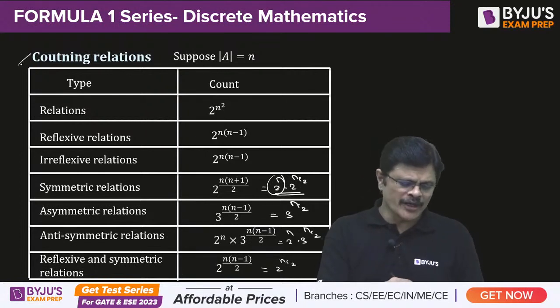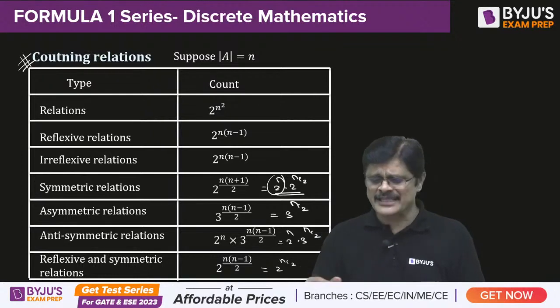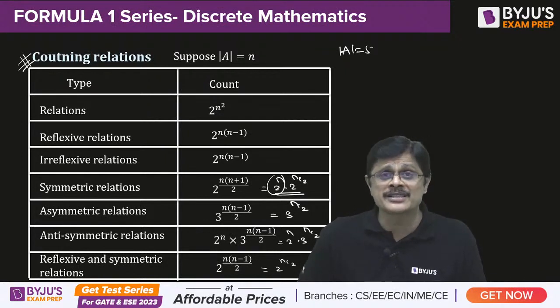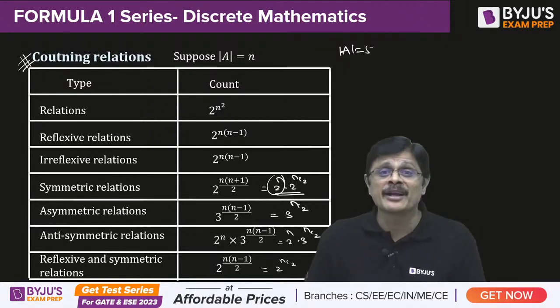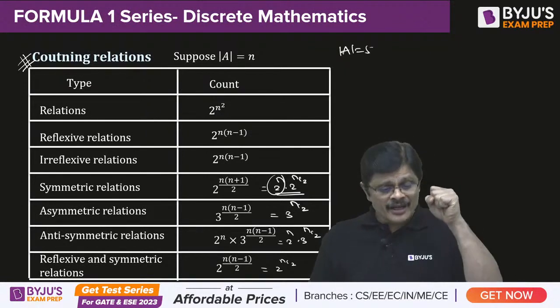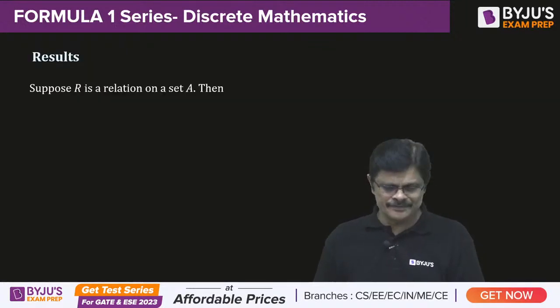The most important results, my dear friends. On this, they can ask you direct GATE questions. For example, they can give you A equal to 5 and ask you any of these questions. They can ask probability questions also based on this. A relation is selected on a set containing 5 elements. What is the probability that it is a symmetric relation? That also can be asked. So this is one of the important powerful rules, the table, my dear friends.